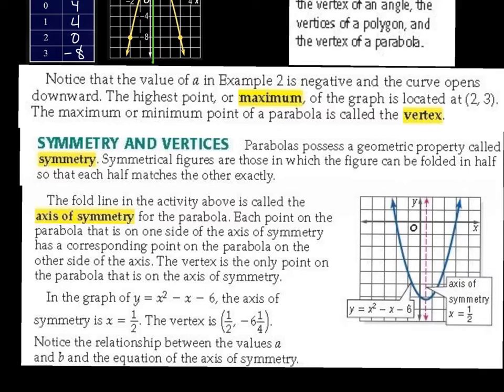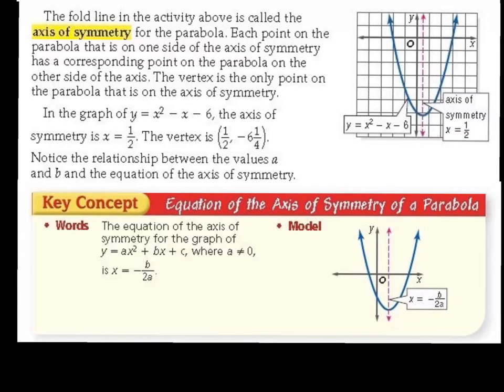In the graph of the parabola y equals x squared minus x minus 6, the axis of symmetry is x equals 1/2, and the vertex is at (1/2, -6 1/4). Notice the relationship between the values of a and b in the equation of the axis of symmetry. The equation of the axis of symmetry for the graph of y equals ax squared plus bx plus c, where a does not equal 0, is x equals -b divided by 2a.